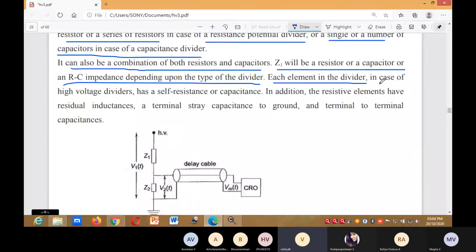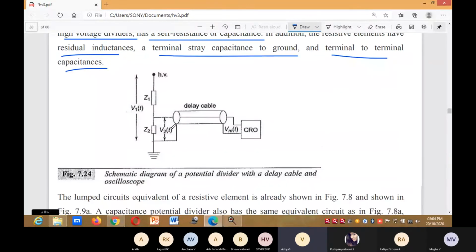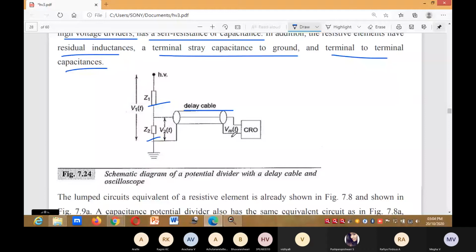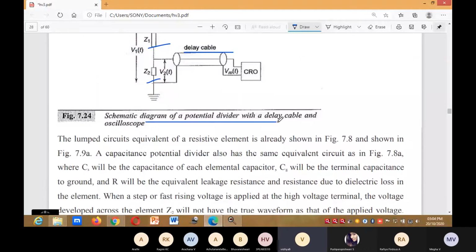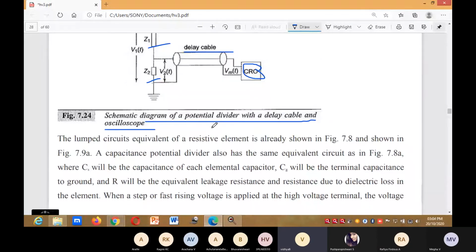Each element in the divider, in case of high voltage dividers, has a self resistance or capacitance. In addition, the resistor elements have residual inductance, a terminal stray capacitance to ground, and terminal to terminal capacitance. You can observe in the figure Z1, Z2, connected through a delay cable. This is the diagram of the potential divider with a delay cable and oscilloscope, the CRO.